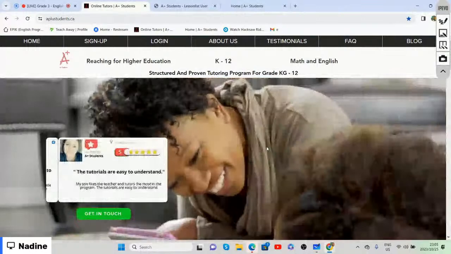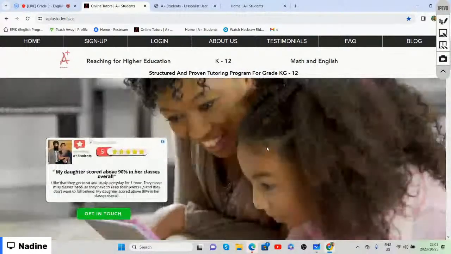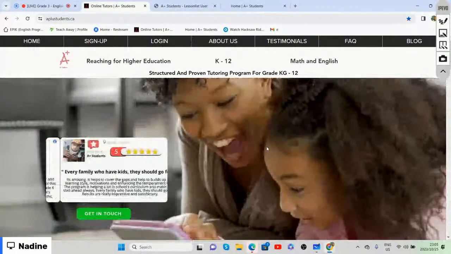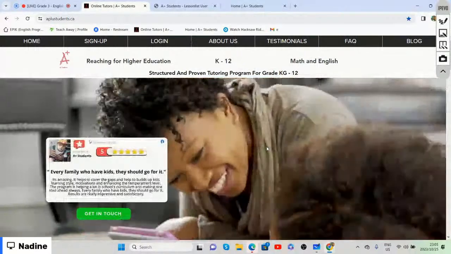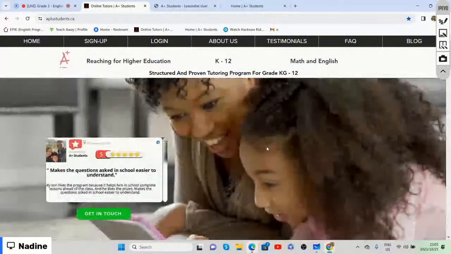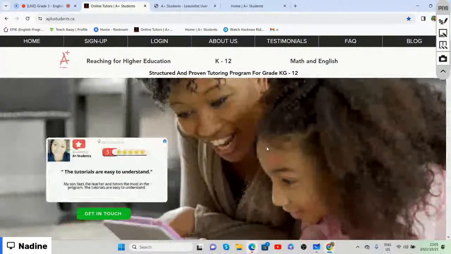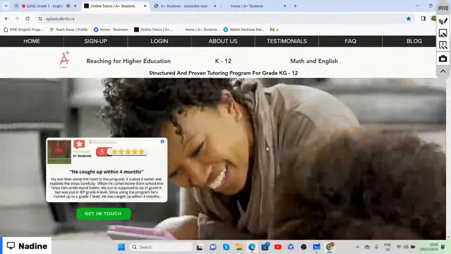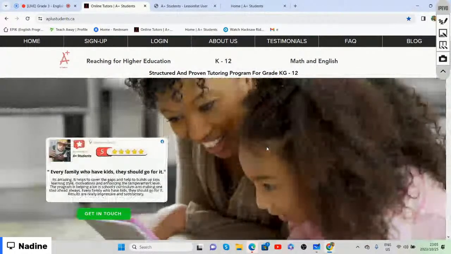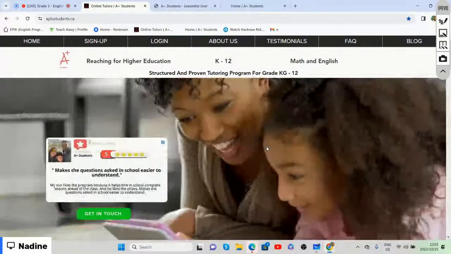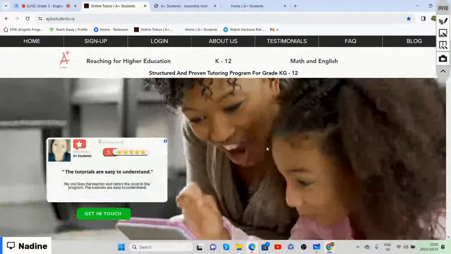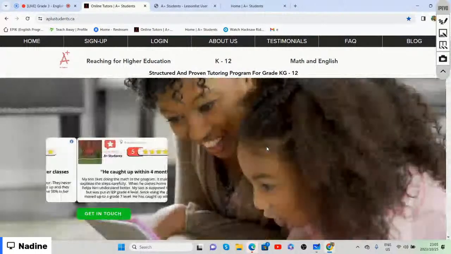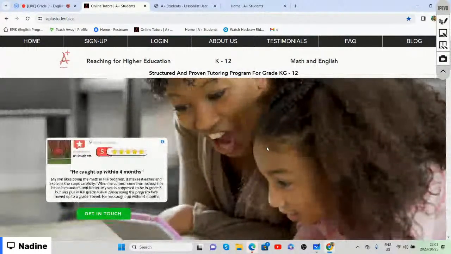All right, so today we'll be doing our grade 3 English lesson on prefixes and suffixes. This is a continuation of our previous lesson, because we broke the lessons down into certain parts, but we will be doing prefixes and suffixes, and it is our grade 3 English lesson.